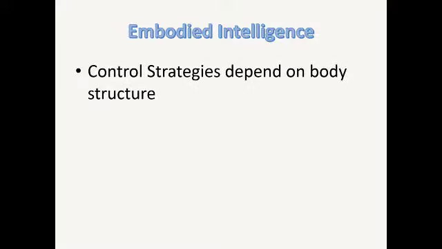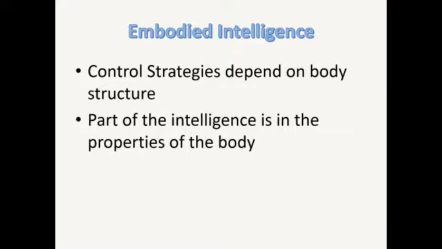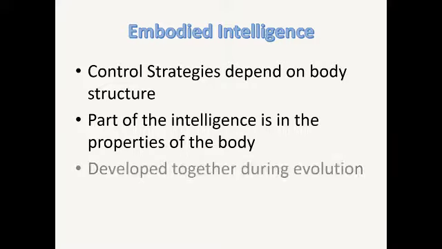Another term that comes into notion when speaking about motor control in soft animals is embodied intelligence. It's a term that was borrowed from roboticists. It means that control strategies depend on the body structure. It means that some of the intelligence of the motor control is embedded inside the properties of the body. And it makes sense once thinking about it, because obviously the body and the motor control systems develop together through evolution.